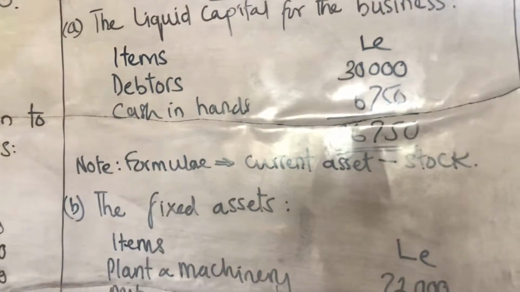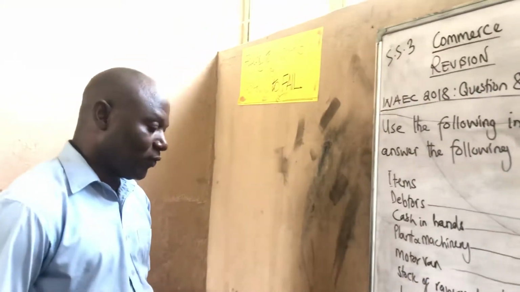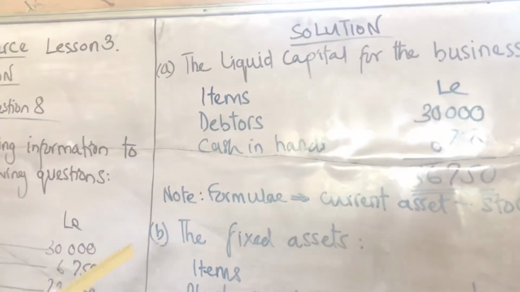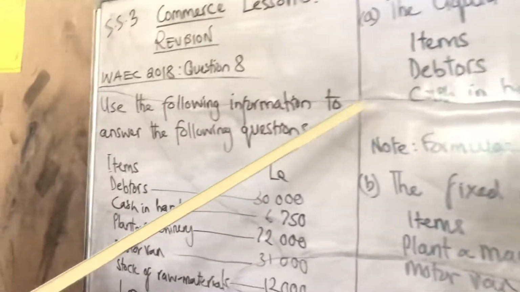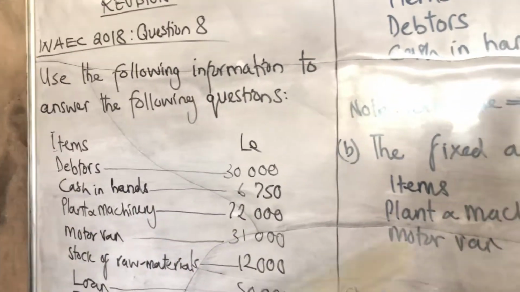So you can see the liquid capital is just your current assets less stock. So from the information of Tisan, we can calculate our liquid capital for the business as we pick the item debtors, which is an item of current asset, 30,000, cash in hand. Yes, you have it there. Plant and machinery is a fixed asset, not current asset.